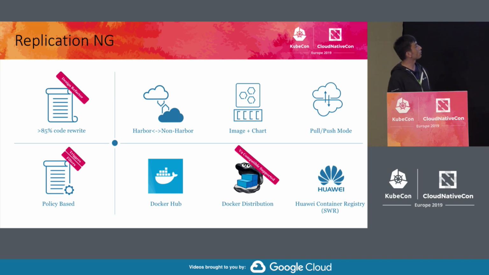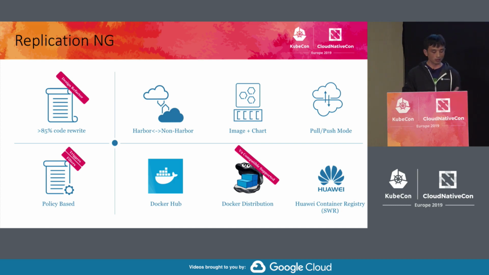Besides these three, I want to say a few more words here. For the Docker registry, if your registry is compatible with the Docker registry, then you can use this Docker driver to enable the replication between Harbor and your registry. That means this Docker driver can be used to be compatible with V2 registries.